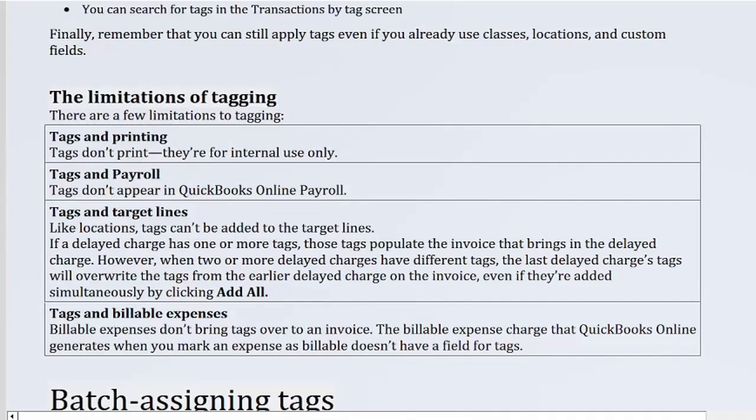If a delayed charge has one or more tags, those tags populate the invoice that brings in the delayed charge. However, when 2 or more delayed charges have different tags, the last delayed charge's tags will overwrite the tags from the earlier delayed charge on the invoice, even if they're added simultaneously by clicking Add All. Tags and billable expenses. Billable expenses don't bring tags over to an invoice. The billable expense charge that QuickBooks Online generates when you mark an expense as billable doesn't have a field for tags.